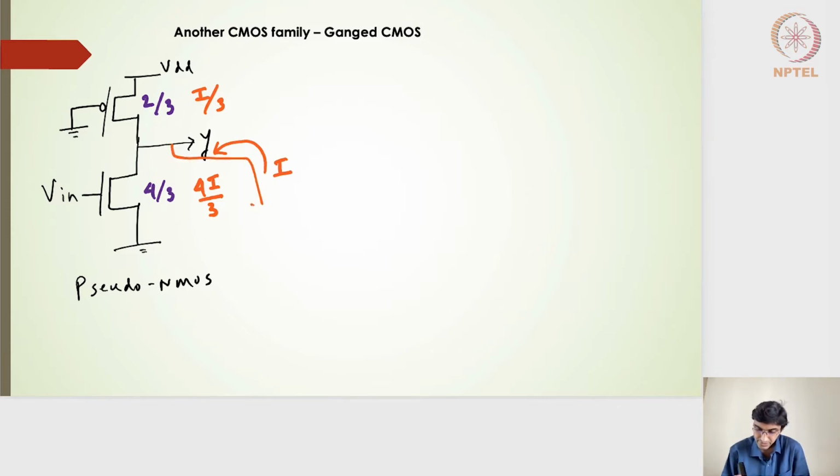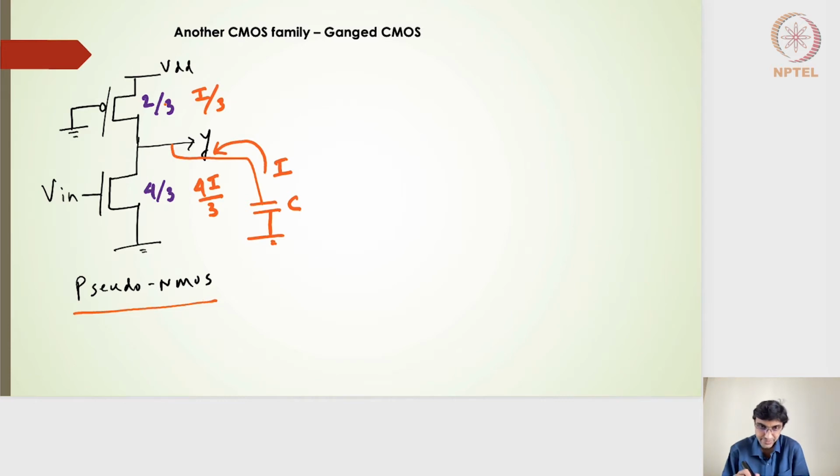So let me draw the capacitor also so that it becomes easier to see. We need sizes of 2/3 and 4/3 so that the capacitor discharges with a current of I. The I/3 is the PMOS current which will be driving the capacitor to charge, and 4I/3 is the NMOS current, and thereby the capacitor has 4I/3 minus I/3, that becomes I. So this is one kind of logic family.